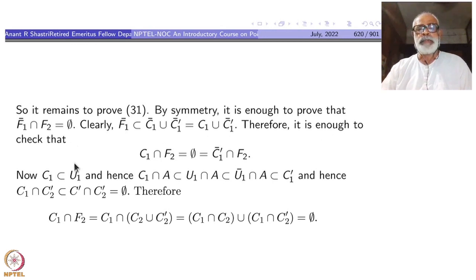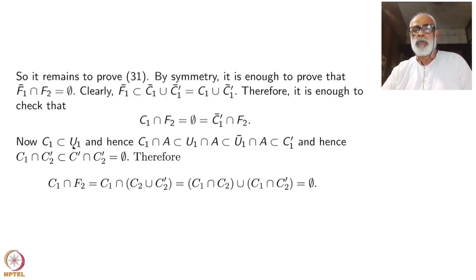Therefore, it is enough to check that C1 intersection F2 and C1 prime intersection F2 are empty. Then F1 bar intersection F2 will be empty. So this is the first step. I have to show these two things now. So let us see. Now, C1 is inside U1, by the very choice of U1. U1 is an open subset containing C1. Hence, C1 intersection A is contained in U1 intersection A, contained in U1 bar intersection A, but U1 bar intersection A is C1 prime.